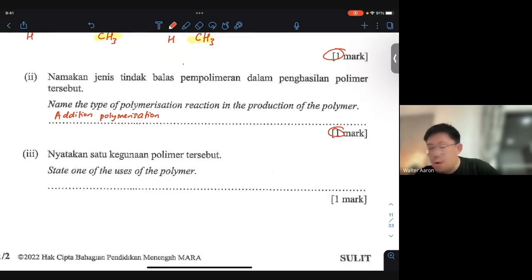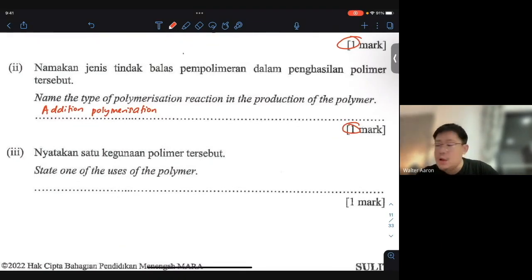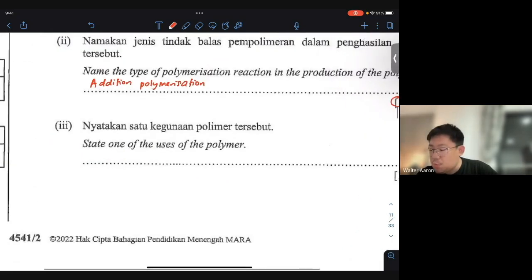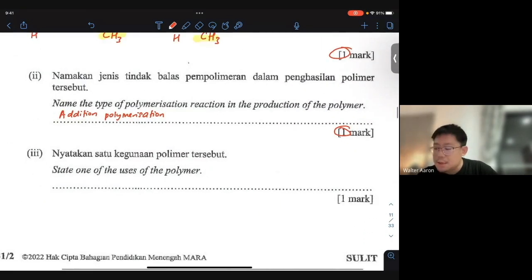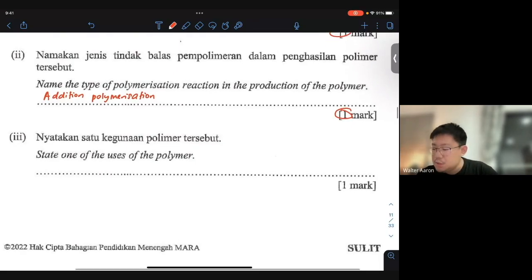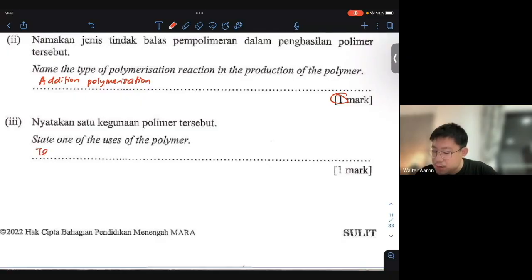Right, state the use of the polymer. So this particular polymer, what we use it for is actually to make plastic bottles, if you want to. Originally, it's propene, but you see, it's 3 carbon atoms. Propene is a 3 carbon atom alkene, right? So when you form this, it's called polypropene or polypropylene. They are usually used to make plastic bottles or food containers. So you put here to make plastic bottles or containers.